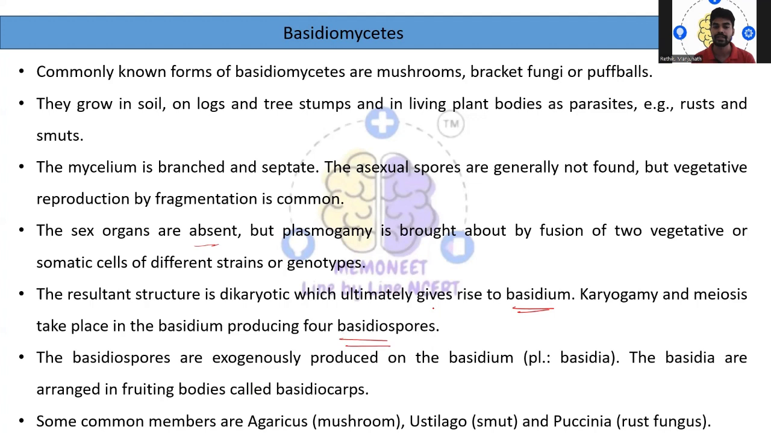Some common examples are Agaricus, that is mushroom, Ustilago, that is smut, as well as Puccinia, that is rust fungus.